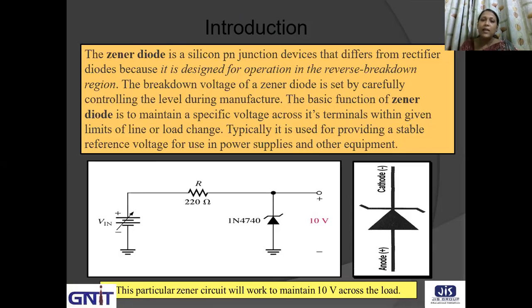The Zener diode is a silicon PN junction device that differs from the rectifier diode because it is designed for operation in the reverse bias voltage, and not only reverse bias voltage, but in the reverse breakdown region. The breakdown voltage of a Zener diode is set by carefully controlling the doping level during manufacture. The basic function of a Zener diode is to maintain a specific voltage across its terminals within given limits of line or load change. Typically, it is used to provide a stable reference voltage for use in power supplies and other equipment.